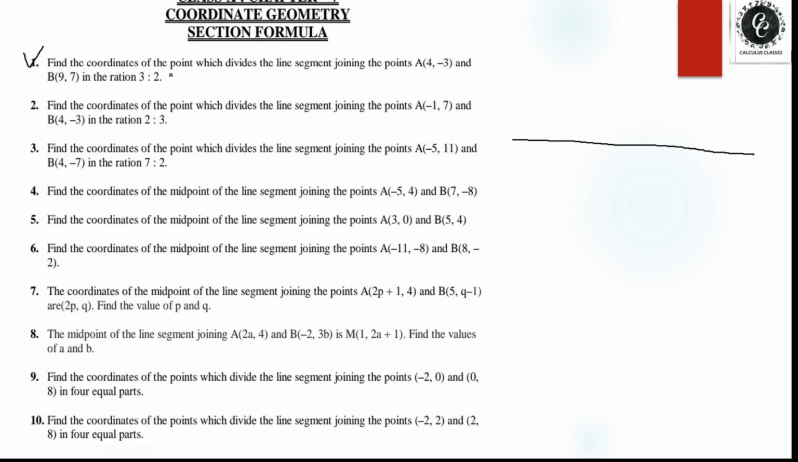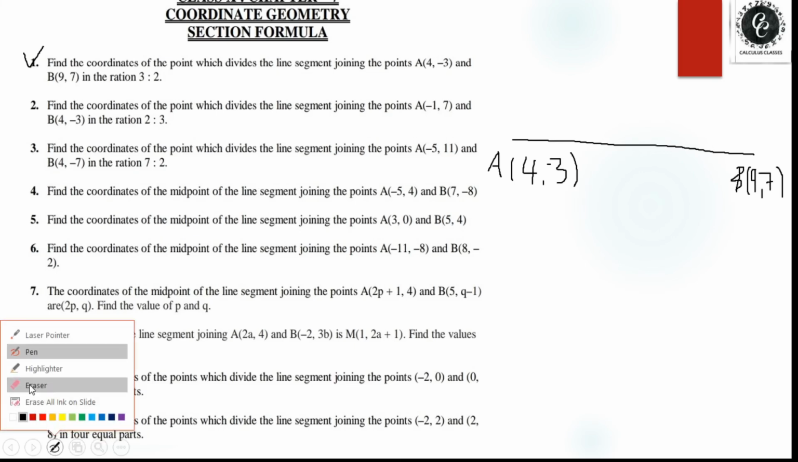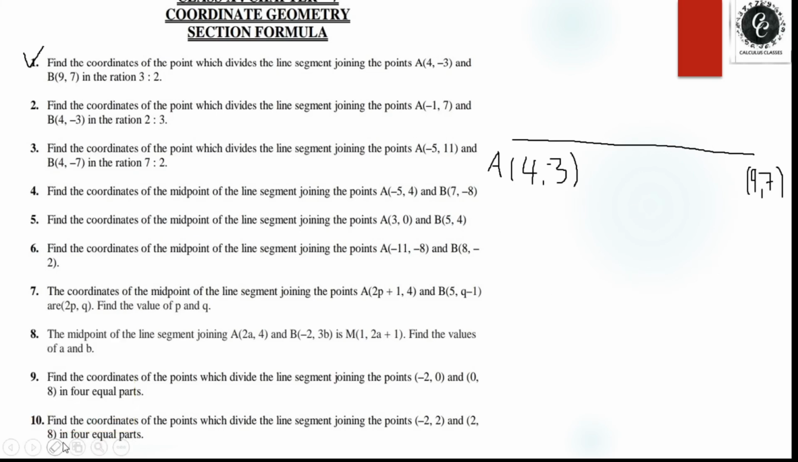They are saying find the ratio of the point which divides the line segment. A is here, 4 comma minus 3, and B is given as 9 comma 7. Okay, 9 comma 7. I hope you're understanding. Easy things are there, so you can understand well. This was B. Okay, and after that, what we have to do? After that, we have to check that the point will be on the line.